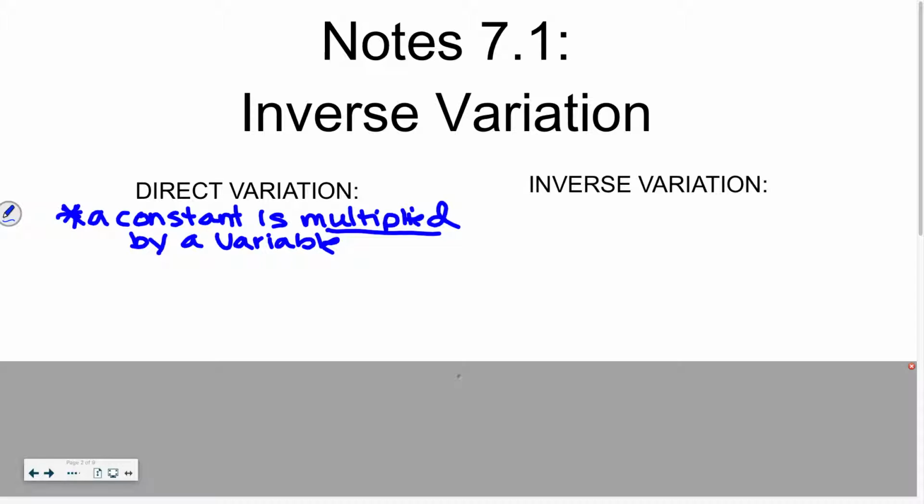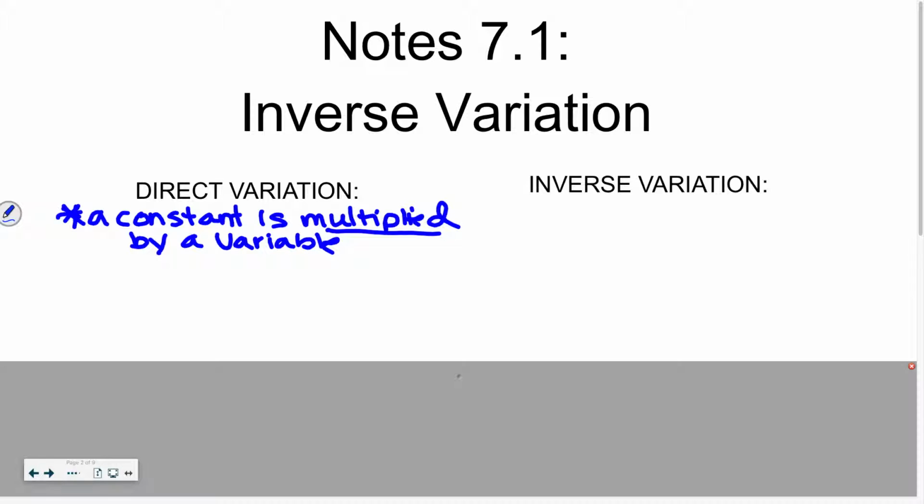Inverse variation is called inverse variation because essentially it is the inverse of direct variation. So think about inverse, opposites, undoing. If direct variation is a constant being multiplied by a variable, then inverse variation is a constant divided by a variable.